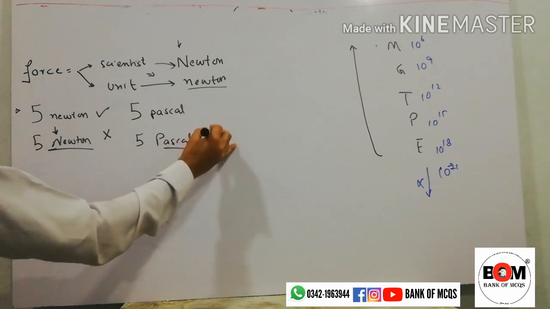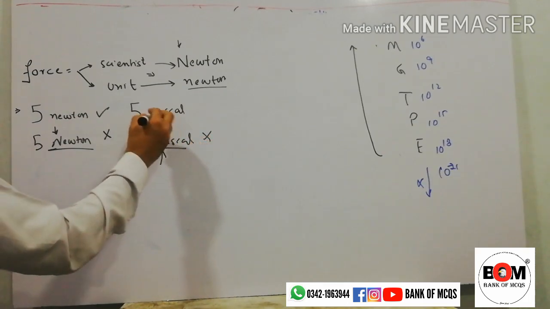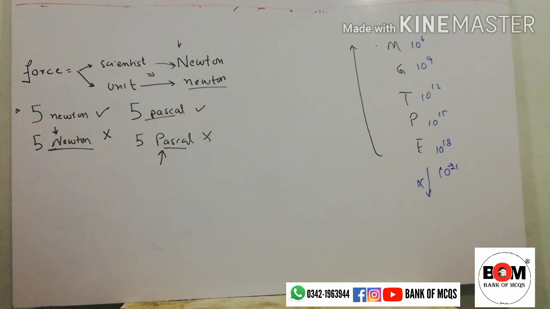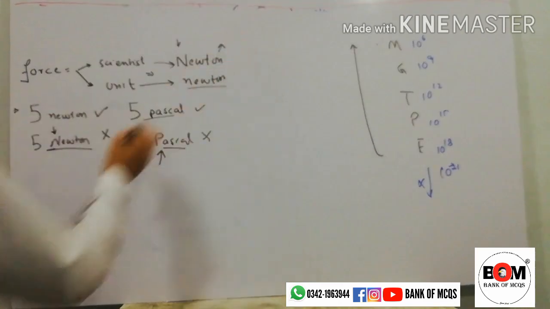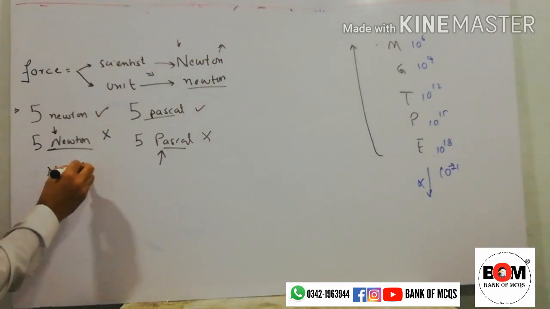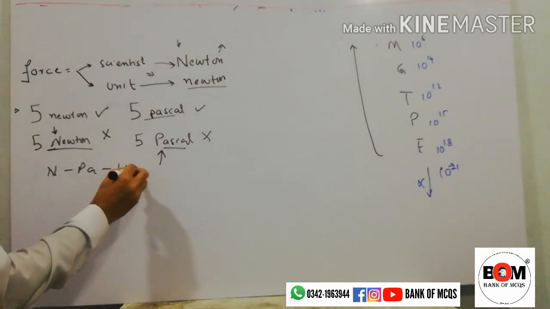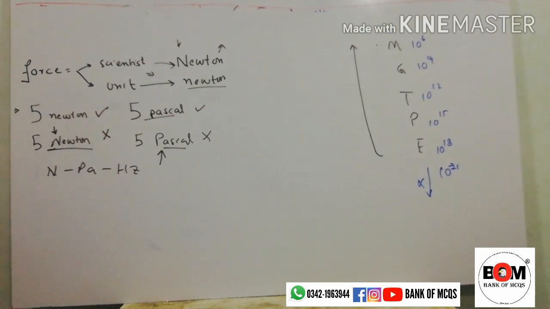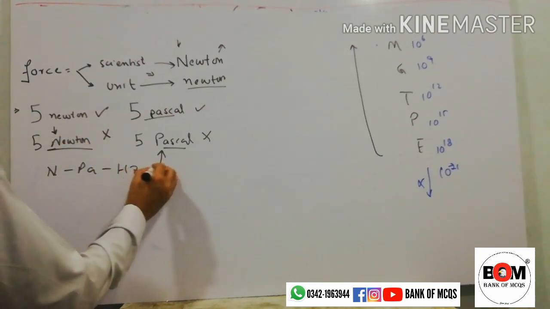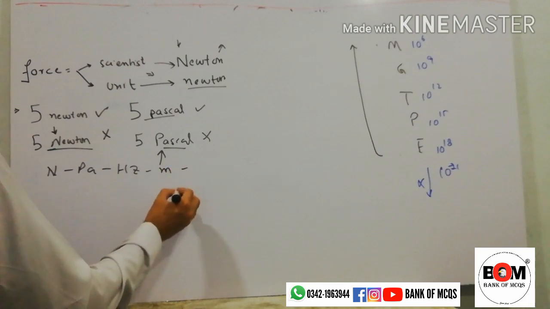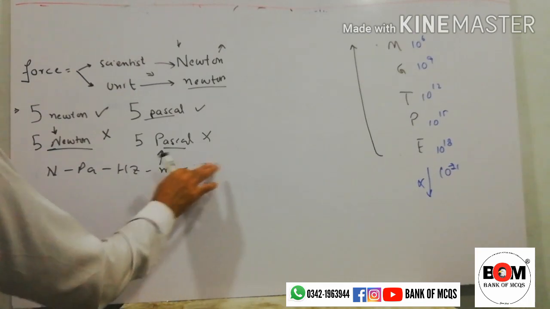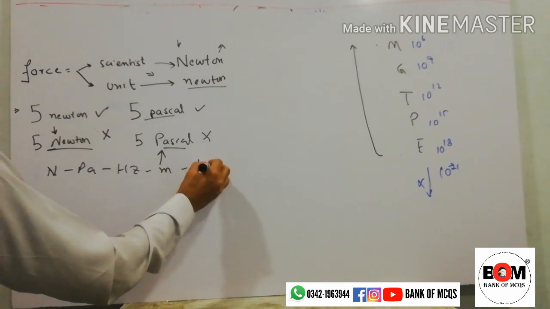So this is wrong because this shows a scientist's name, and this is right. The second rule is if you want to represent Newton, force, or any other unit by a single letter. The Newton is represented by N, Pascal is represented by Pa, Hertz is represented by Hz, and we represent meter by m, or velocity meter per second, or kilogram.